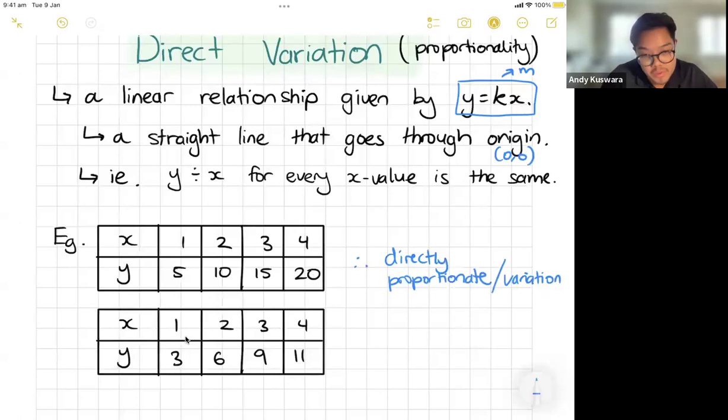Now, if we take a look at this one, let's double check. 3 divided by 1 is 3. 6 divided by 2 is 3. 9 divided by 3 is 3. 11 divided by 4 is not 3. So we'd have to say this one here is not a direct variation, just because of this value here throws our relationship off.